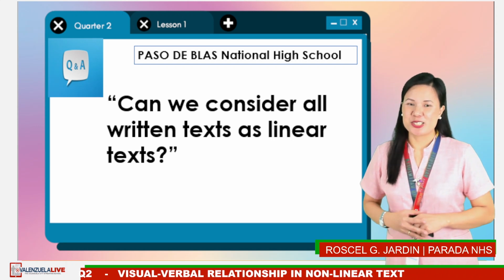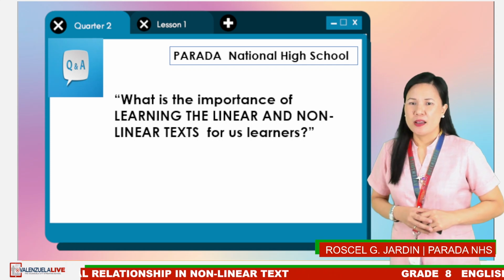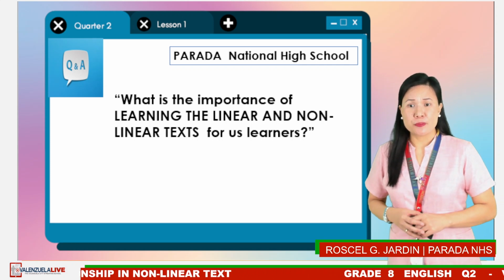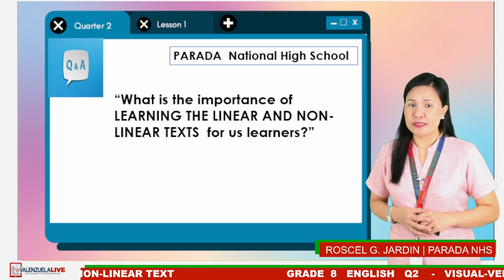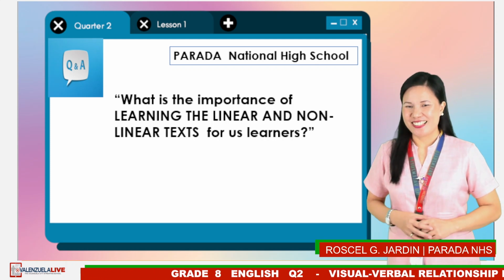And the last question is from Parada National High School, and it says, what is the importance of learning the linear and non-linear texts for us learners? Brilliant question!